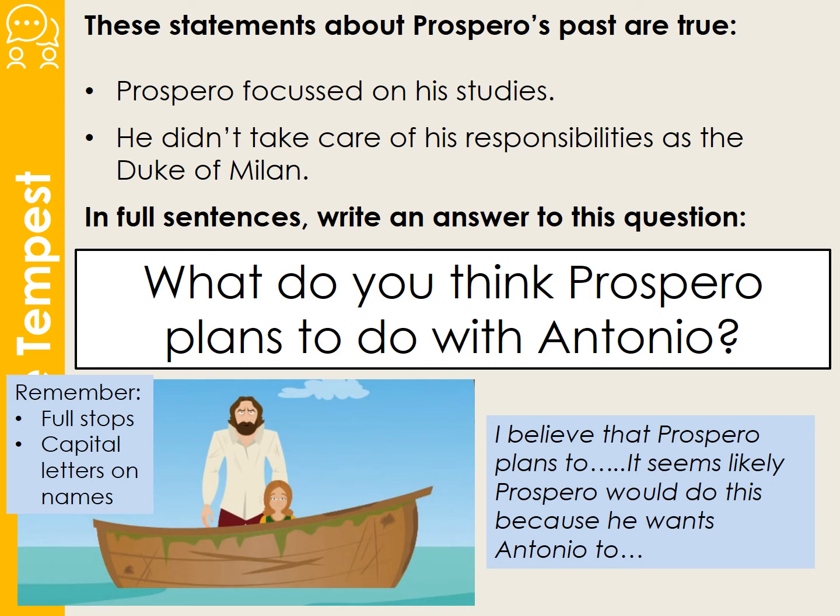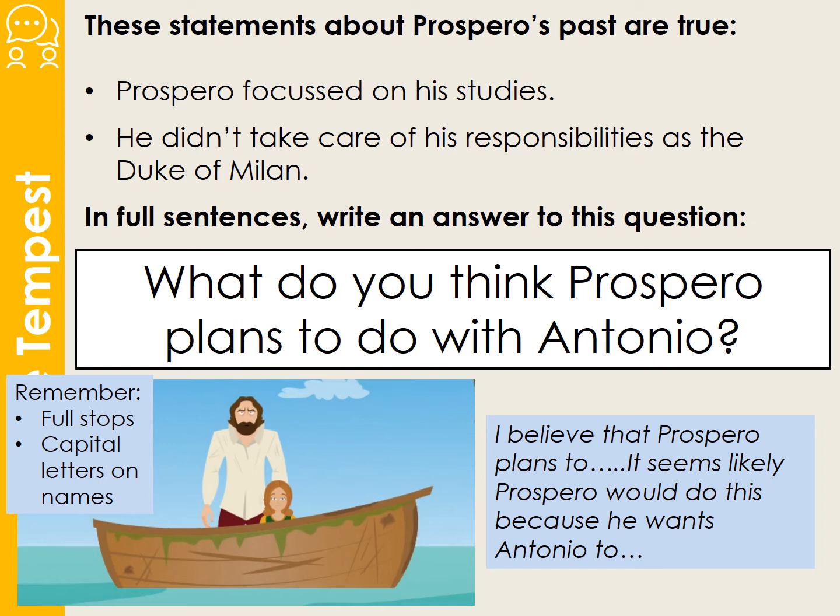So Antonio is his brother who usurped him, who betrayed him, who exiled him on an island, believing really that he wouldn't survive. So he really sentenced him to death, and we'll look at the way he does that, the way he sends him off in a terrible boat, wanting him to die really on that journey. We'll look at that in more detail next lesson. So I would like you to answer this question. What do you think Prospero plans to do with Antonio?